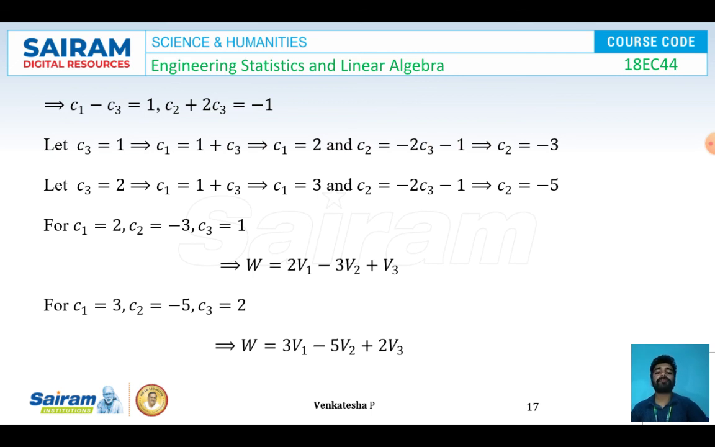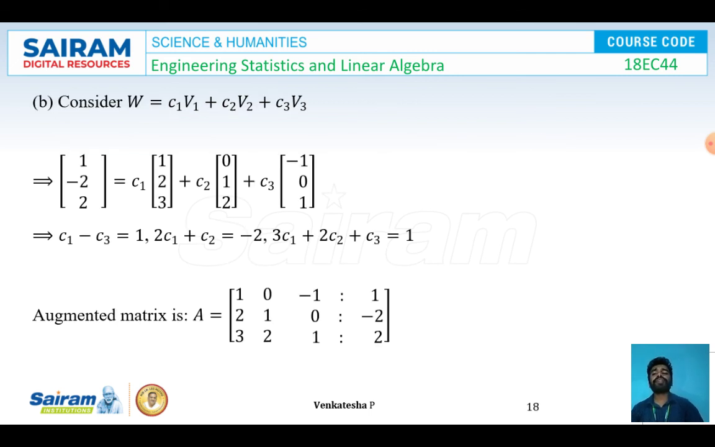Second one: consider w = c1 v1 + c2 v2 + c3 v3. In this case, I'm taking w = (1, -2, 2). So I got the equation (1, -2, 2) = c1 (1, 2, 3) + c2 (0, 1, 2) + c3 (-1, 0, 1). Expanding this, I got three equations: c1 - c3 = 1, 2c1 + c2 = -2, 3c1 + 2c2 + c3 = 2. The augmented matrix for this system is [1, 0, -1 | 1], [2, 1, 0 | -2], [3, 2, 1 | 2].